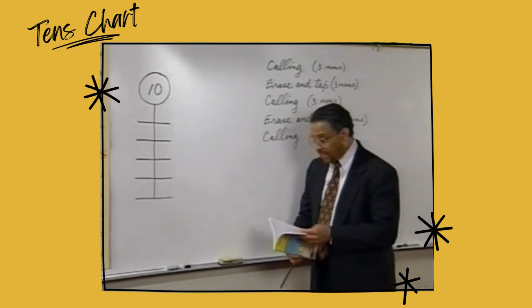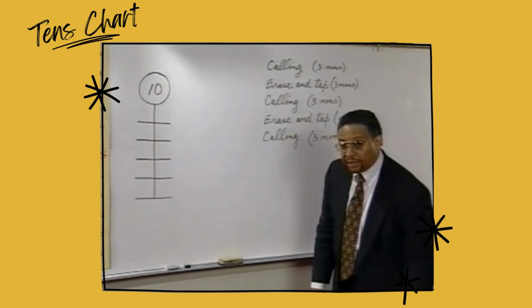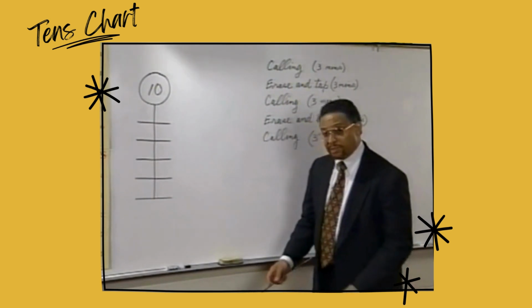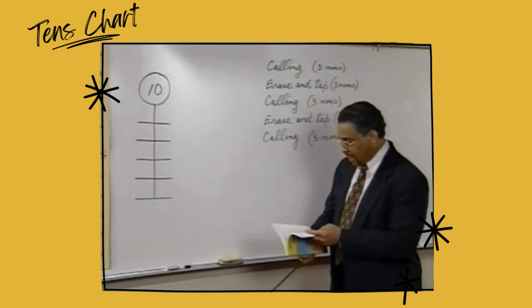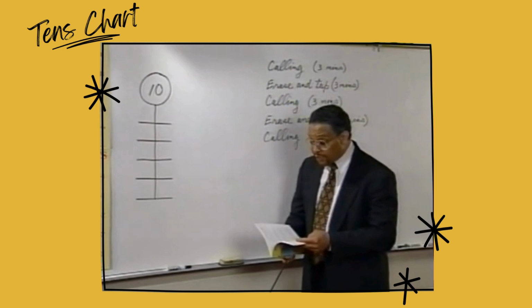Activity 3, you then ask questions like this. 10 minus 8, they must say 2. 10 minus 3, they say 7. Similarly, continue to mastery. I must remind you, each one of these must be done to mastery.